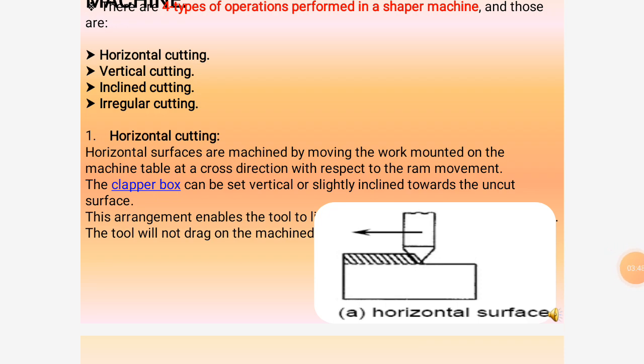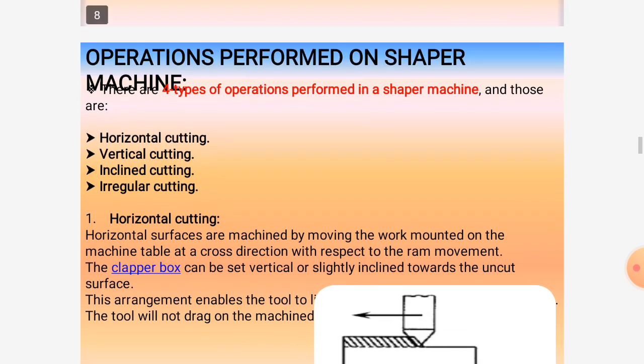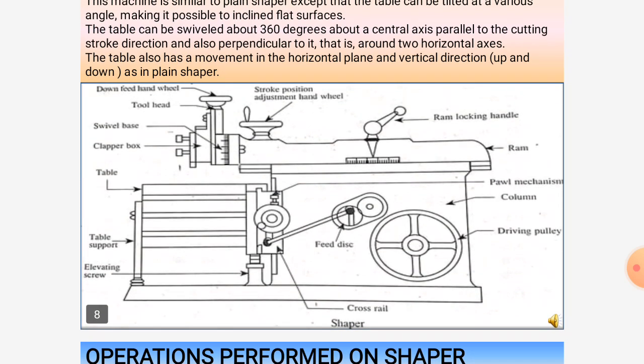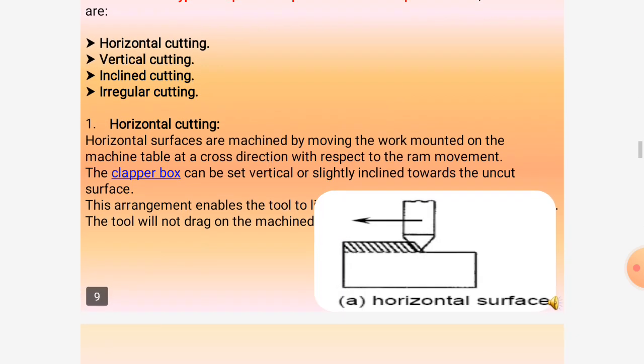Horizontal cutting. Horizontal surfaces are machined by moving the work mounted on the machine table in a cross direction with respect to the ram movement. The clapper box can be set vertical or slightly inclined towards the uncut surface. We can see the ram and clapper box in this diagram as well.